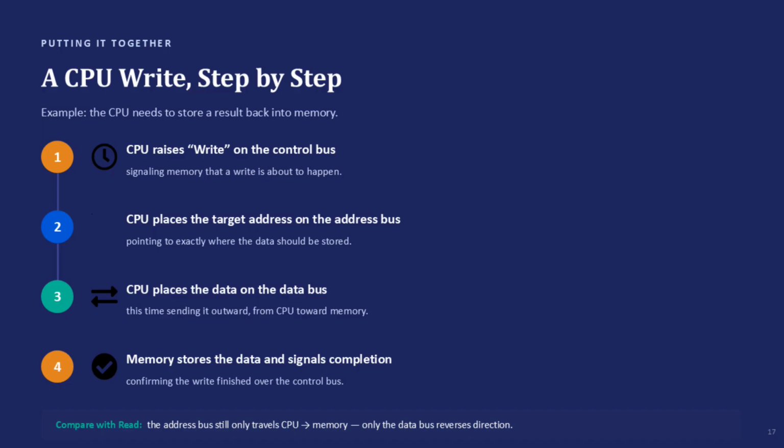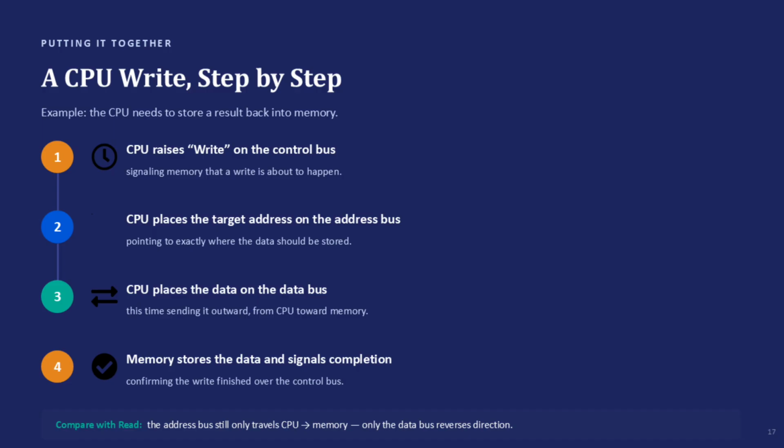Step 1. The CPU issues a write command. Just as before, communication begins with the control bus. This time, instead of sending a read signal, the CPU sends a write signal. This informs memory, "I'm going to send you some new information, prepare to store it." Again, notice that no data has moved yet. The CPU is simply specifying the type of operation.